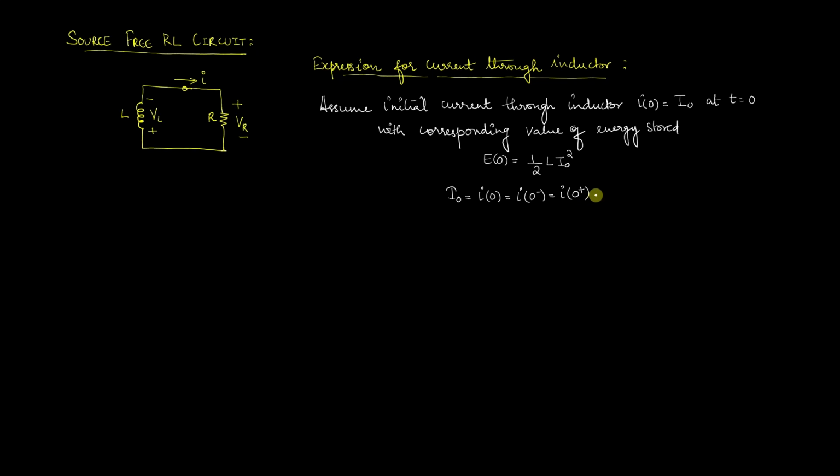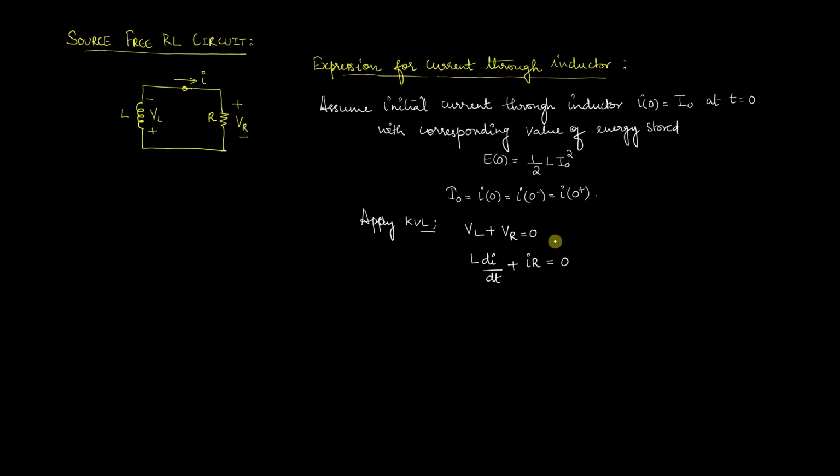So let us now apply KVL to this particular circuit. On applying KVL, we have VL plus VR is equal to 0. This voltage across the inductor can be written as L into di by dt, and the voltage across a resistor can be represented as I into R, equal to 0.